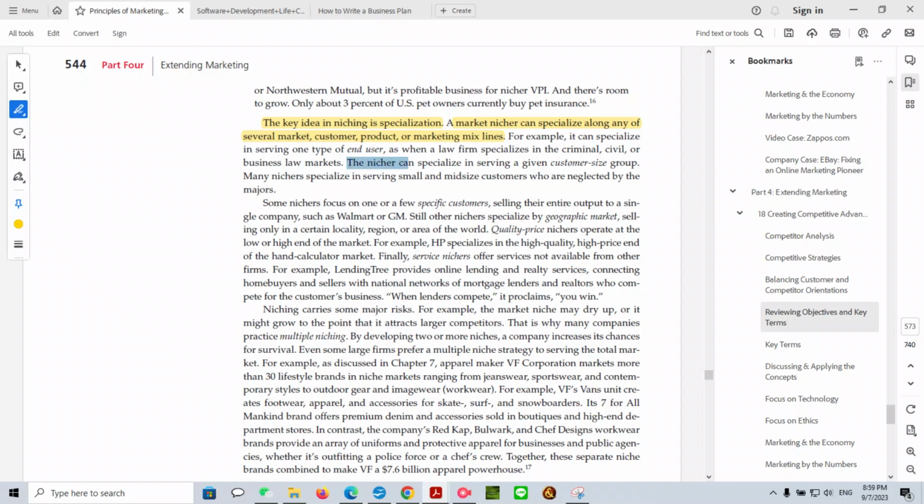Many nichers specialize in serving small and mid-sized customers who are neglected by the majors, which are the market leader and the market challenger. Some nichers focus on one or more specific customers, selling their entire output to a single company such as Walmart or GM. Other nichers specialize by geographical market, some only in a certain locality, region, or area of the world. Quality-price nichers operate at the low or high end of the market.